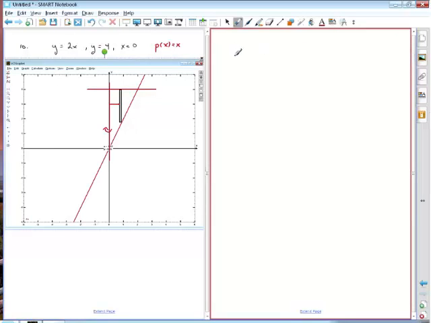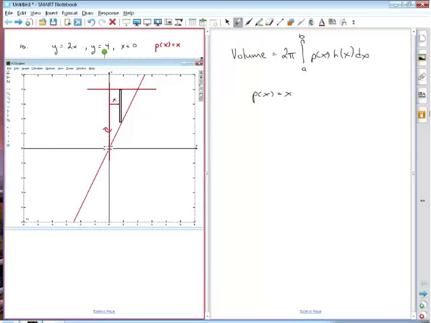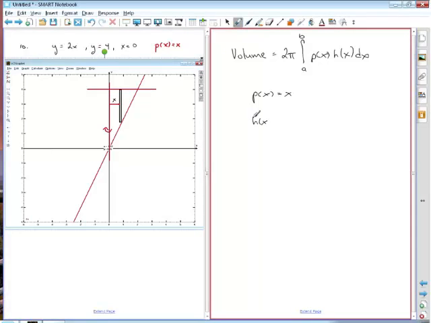So our expression for the volume of revolution around the y-axis, a vertical axis, is 2 pi times the integral from a to b, we're going in the x direction, of P of x times h of x times dx. So we just said P of x is just x. That's the line from the y-axis to the center of the rectangle. So that's x.